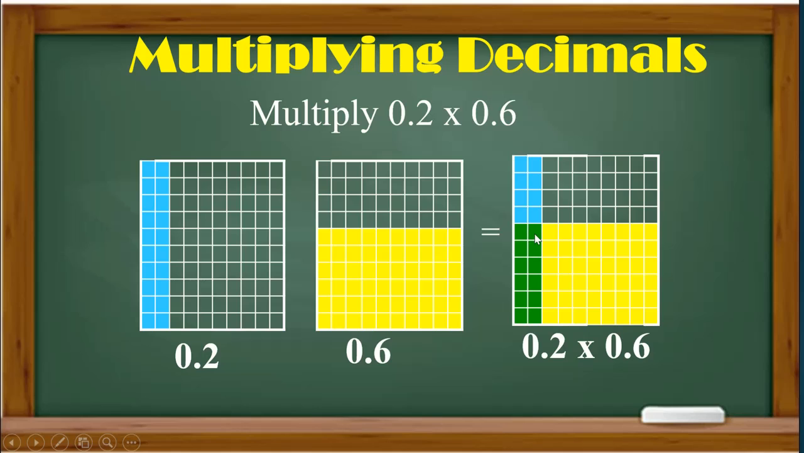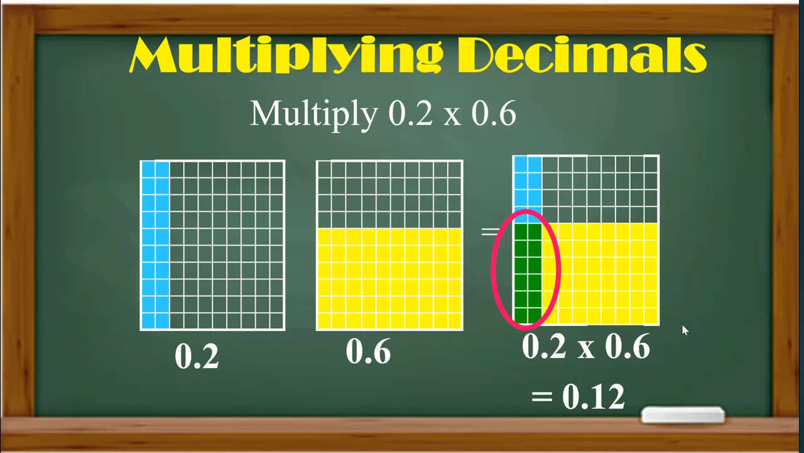Let us count the grid tiles. 2, 4, 6, 8, 10, 12. So we will have 12 hundredths.